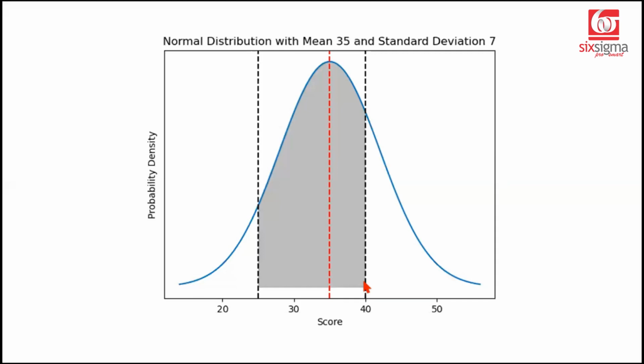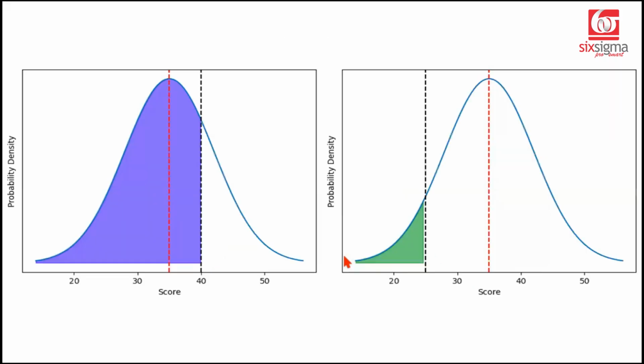Now this problem can be broken into 2 steps. If you're somehow able to find this larger area, which is from negative infinity up to 40, and from there you subtract this area, which is this white region to the left of 25, you will get this gray region. To get this larger area here, from there you subtract this smaller area, you will get the gray shaded region.